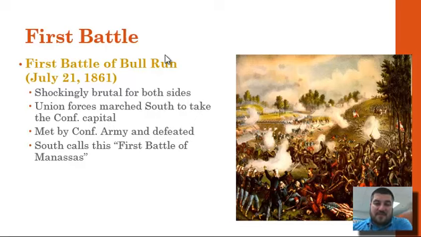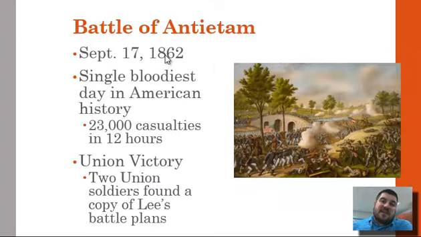The first battle is the Battle of Bull Run, which is brutal for both sides because the North just said, well, we're just going to march a couple of miles from Washington to the capital, Richmond, and they're met along the way by the Confederate Army and defeated. And the South calls this the First Battle of Manassas, if you're in the South, but we call it the First Battle of Bull Run. The Battle of Antietam is another battle of note. It is the single bloodiest day in American history, not just the war, but in American history. It's a Union victory because 2 Union soldiers found a copy of Lee's battle plans and knew what he was planning on doing.